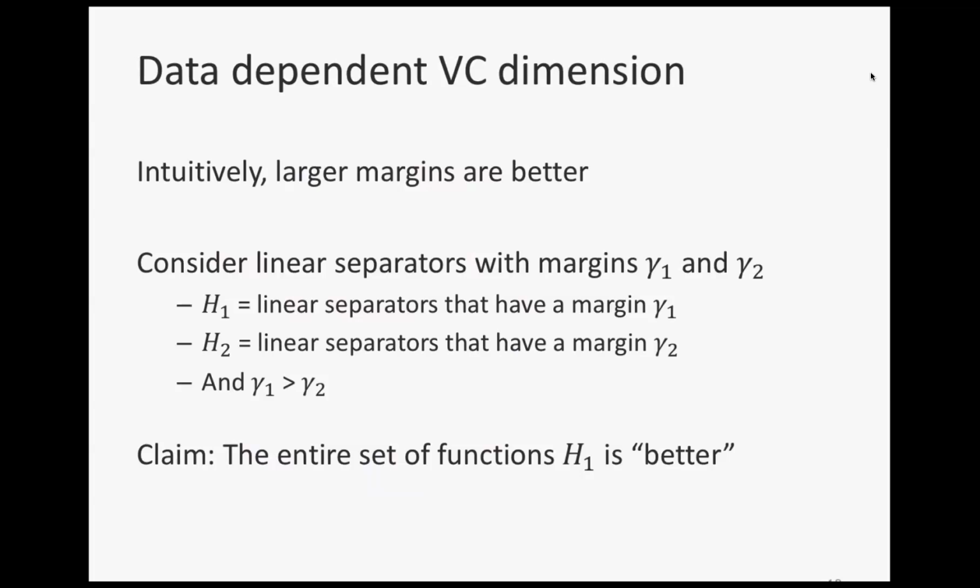Now let's consider a set of functions capital H1, where every hyperplane in capital H1 has a margin of gamma 1. So it's all linear classifiers that perfectly separate the data with margin gamma 1. It's a set of functions. H2 is another set of functions: all linear classifiers that perfectly separate the data with margin gamma 2. And let's say gamma 1 is bigger than gamma 2, meaning every classifier in capital H1 has a larger margin than any classifier in capital H2.